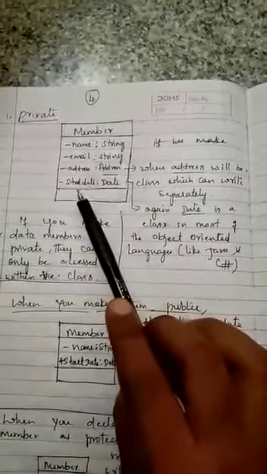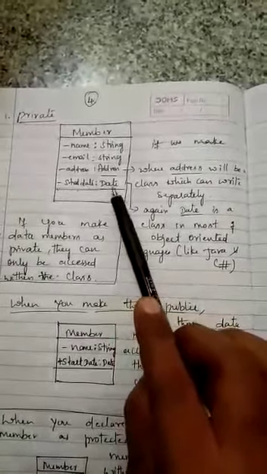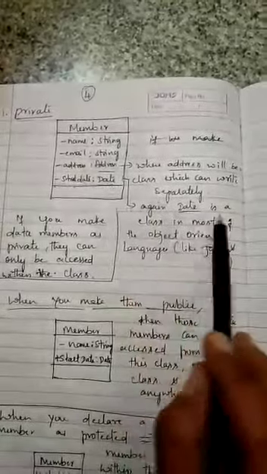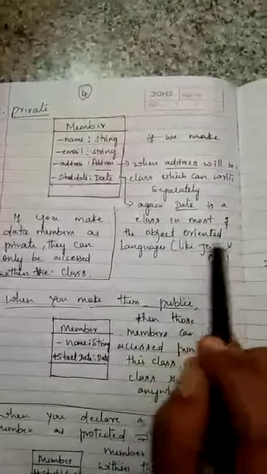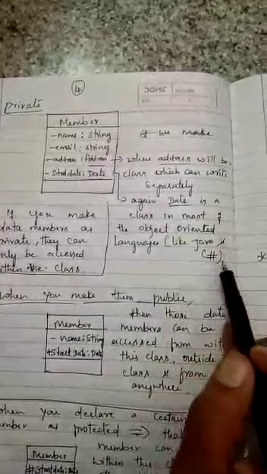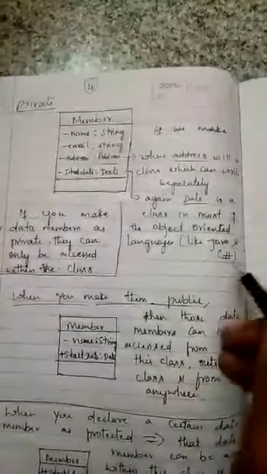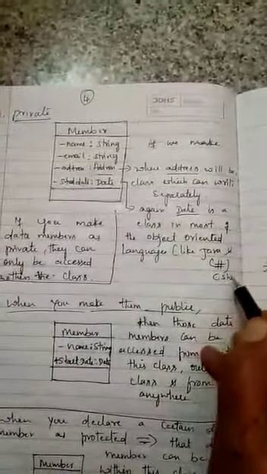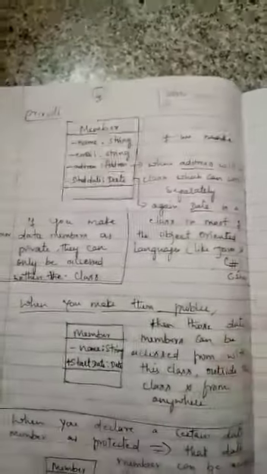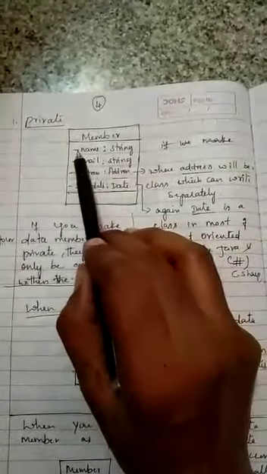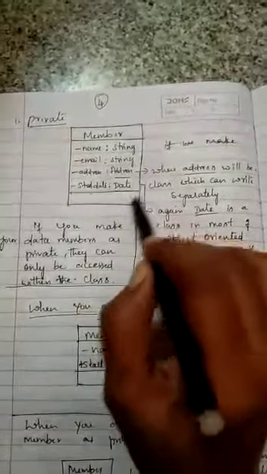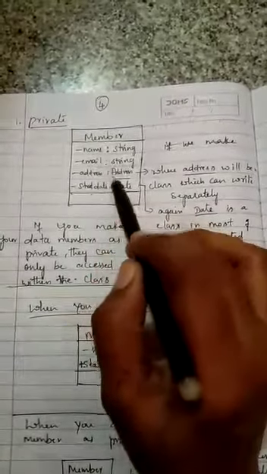Again here, see the starting date is of type date. Why is the data type date? Date is a class in most of the object oriented languages like Java and C sharp. So this is the thing: when we make the data members private, the properties of the member, these attributes, can be accessed within this class.